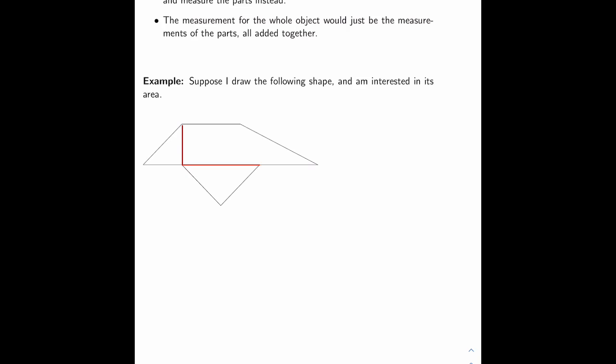Now, I think here, if I were to do this, I would run into trouble because I can't find the area of this shape here. So I'm going to make sure that I draw my line here. So now I have only triangles and rectangles, and I can find 1, 2, 3, 4 separate areas and just add them up.